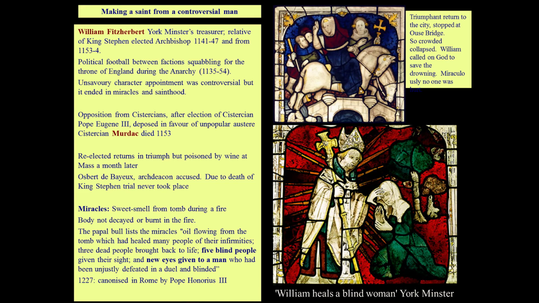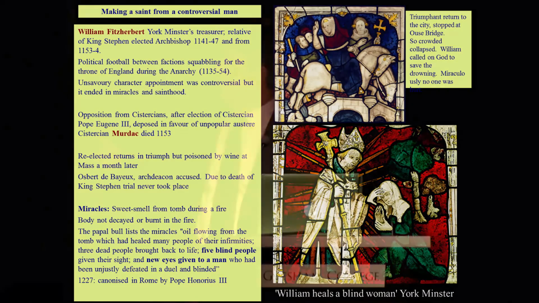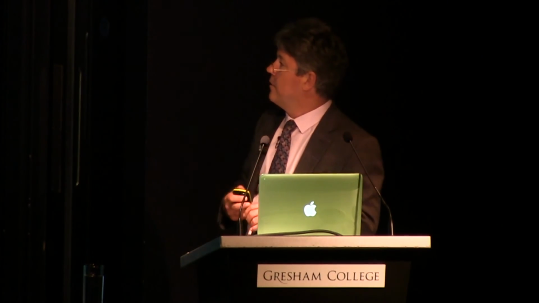This was one of his other miracles, the collapse on the bridge when he came back to York after having been deposed as the archbishop, and then reappointed when the archbishop who deposed him died. He was involved in these terrible family squabbles at that period with King Stephen. He himself was a very controversial and probably unpleasant man, but nevertheless it didn't stop him going on to become canonized for, amongst many things, saving the drowning and curing the blind.